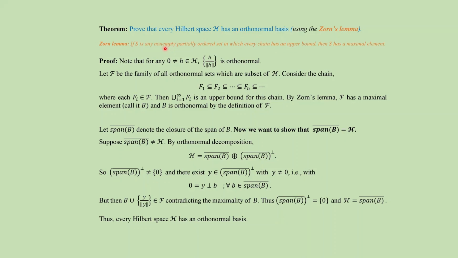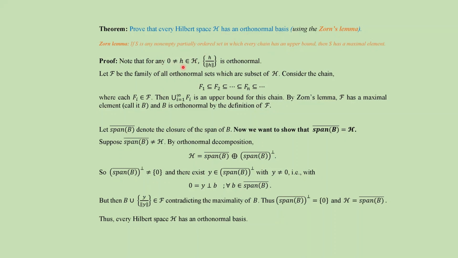Zorn's lemma says: if S is any non-empty partially ordered set in which every chain has an upper bound, then the set has a maximal element. So, if you have a lot of chains and each chain has an upper bound, then the set S has a maximal element. And we will use this to prove the theorem.